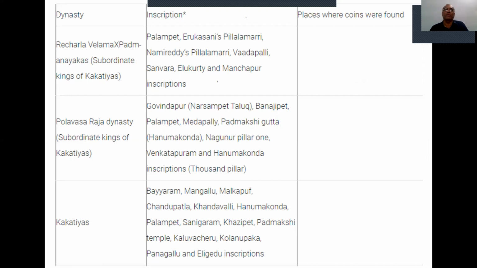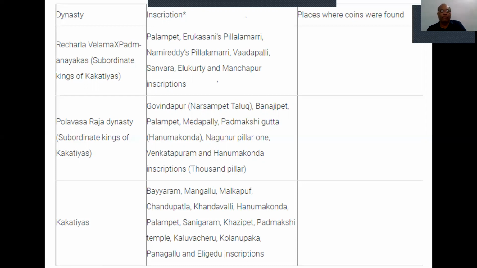So these are the areas where you also have the Venkatapuram and the Hanmakonda inscriptions, or the 1,000 pillar inscriptions of the Kakatiyas. So these are all the areas where you can find the Polavasa Raja dynasty inscriptions. Another small splintered dynasty which had ruled for some time.